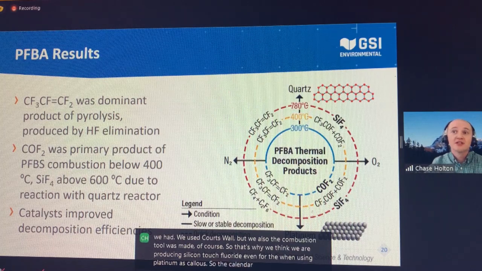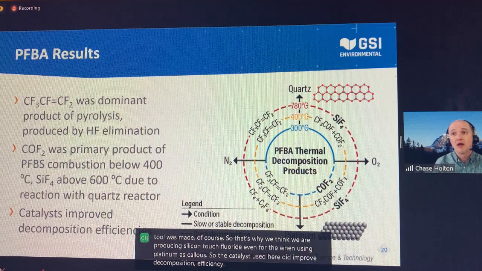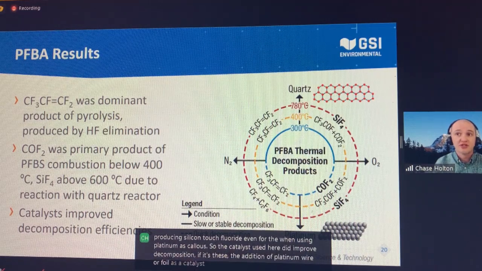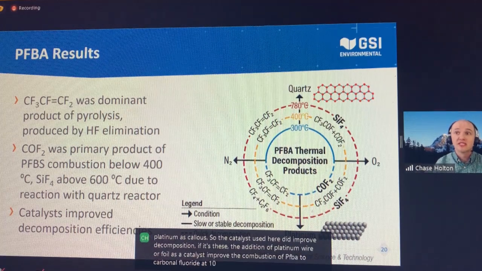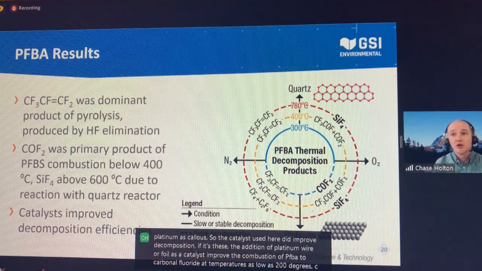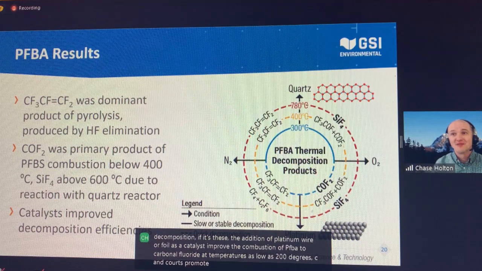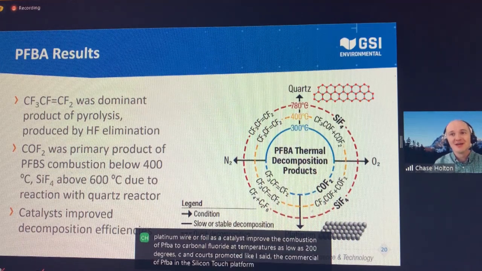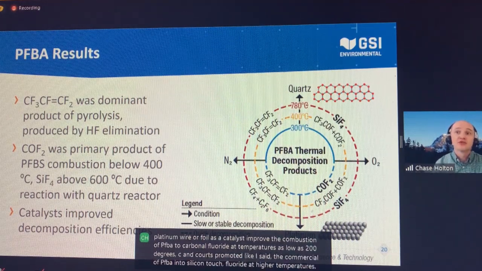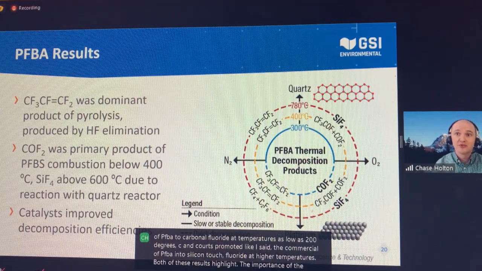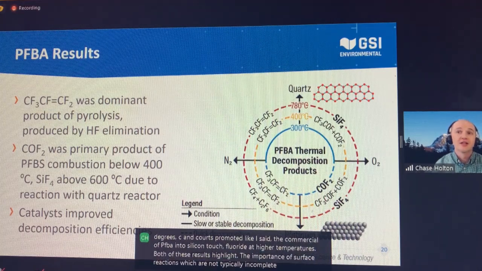So the catalyst used here did improve decomposition efficiencies. The addition of platinum wire or foil as a catalyst improved the combustion of PFBA to carbonyl fluoride at temperatures as low as 200 degrees C. And quartz promoted, like I said, the combustion of PFBA into silicon tetrafluoride at higher temperatures. Both of these results highlight the importance of surface reactions, which are not typically incorporated in those computational predictions I mentioned before.